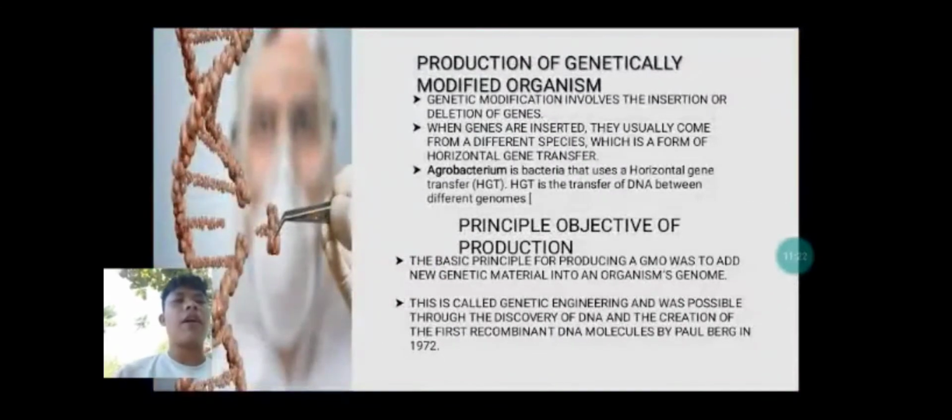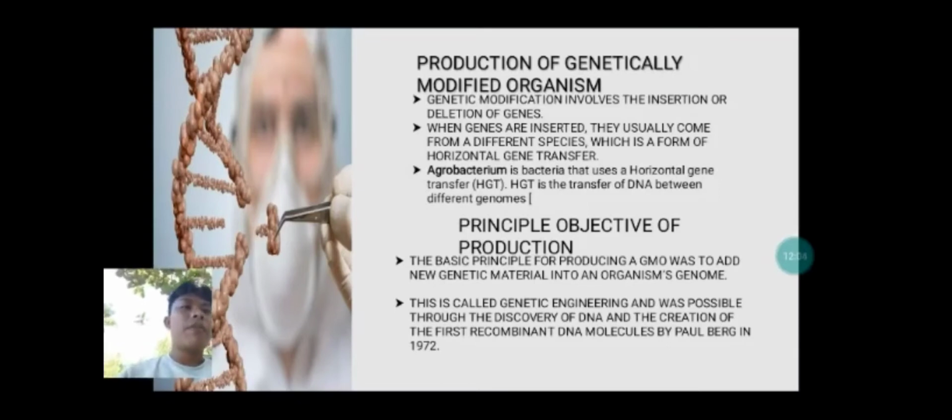Next, let's proceed to the production of genetically modified organisms. Genetic modification involves the insertion or deletion of genes. When genes are inserted, they usually come from a different species, which is a form of horizontal gene transfer. Agrobacterium is a bacteria that uses horizontal gene transfer, or the HGT. Horizontal gene transfer, or the HGT, is the transfer of DNA between different genomes.